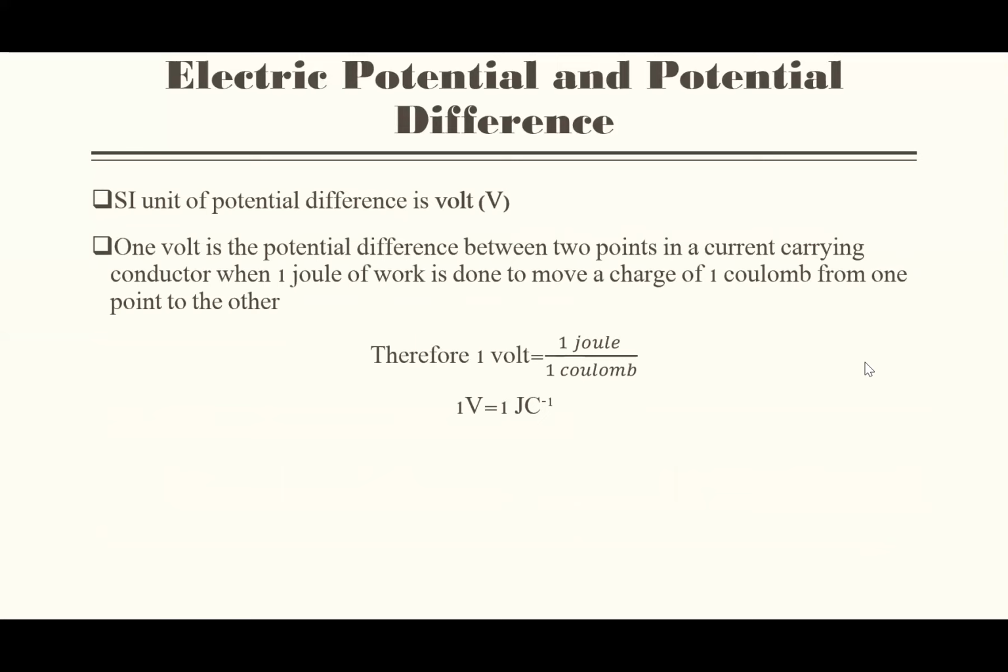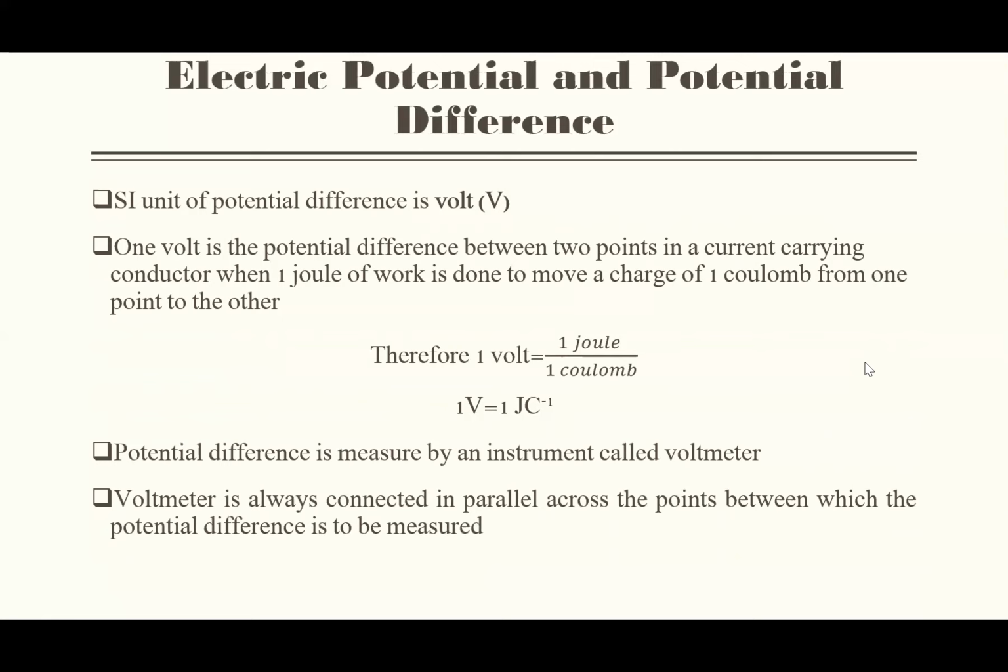The SI unit of potential difference is volt, denoted by capital V. Now, 1 volt is the potential difference between 2 points in a current carrying conductor when 1 joule of work is done to move a charge of 1 coulomb from one point to the other. That is, 1 volt is equal to 1 joule divided by 1 coulomb, or 1 volt equals 1 J C raised to minus 1.